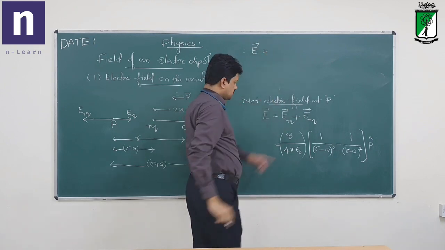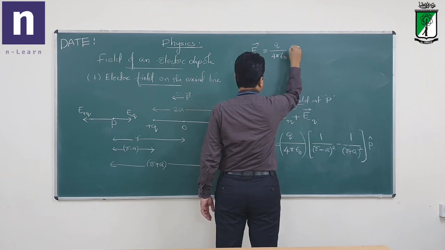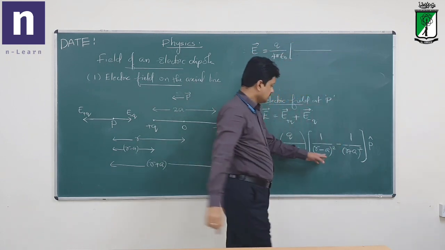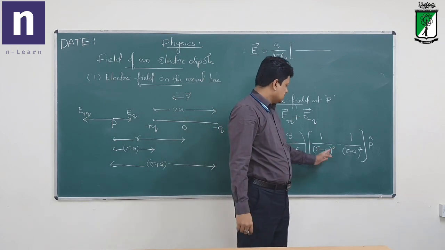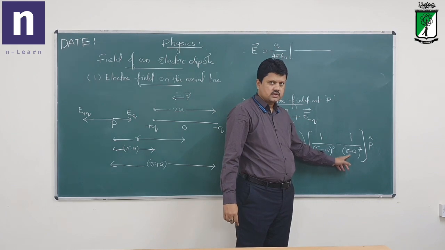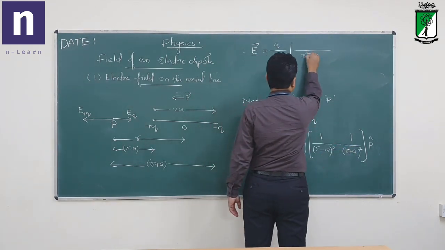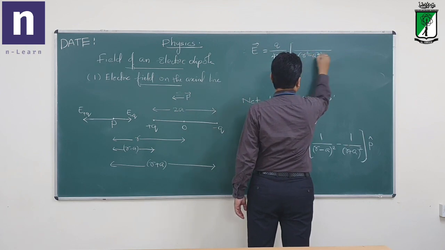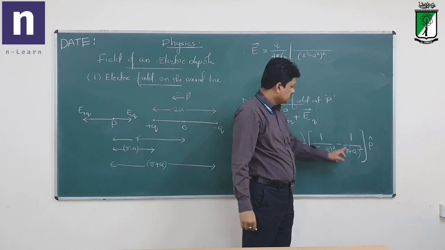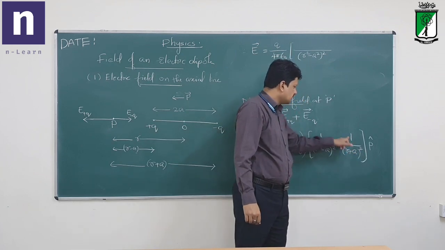E is equal to Q divided by 4 pi epsilon naught into, what is the LCM? See, this is like keeping the square aside, R minus A into R plus A is R square minus A square, then whole square, of course. So the LCM is R square minus A square whole square, and on the top here, r plus a whole square minus r minus a whole square.